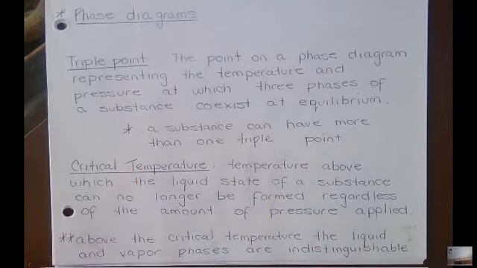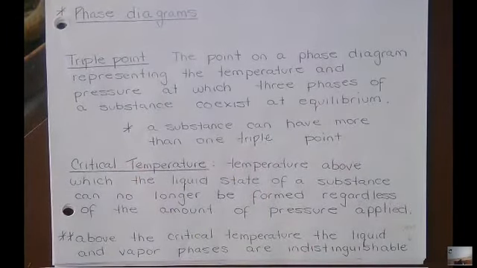The second thing that we're going to talk about is the critical temperature. The critical temperature is the temperature above which the liquid state of a substance can no longer be formed regardless of the amount of pressure applied. So what that means is simply putting pressure on the gas without also lowering the temperature won't be enough to change the phase from a gas to a liquid. You can't just raise the pressure to liquefy something.